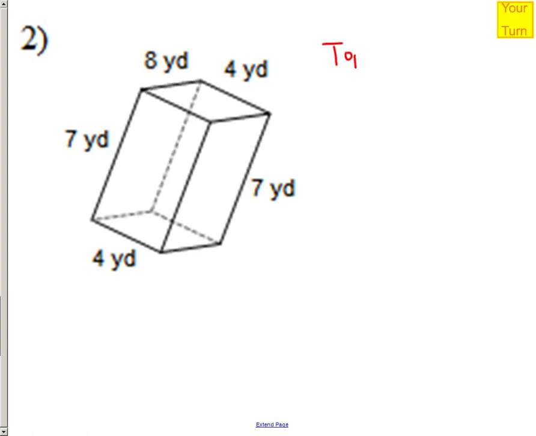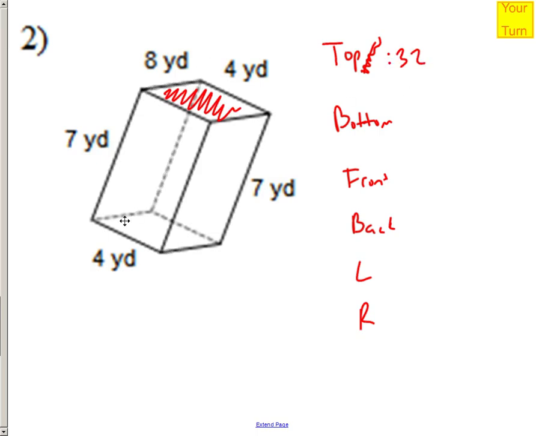This might help you. Find your top area, your bottom area. Try your front and back, and then your left and right. Okay. Our top is 8 by 4, so that's 32. That means our bottom is also 8 and 4, so that's 32.